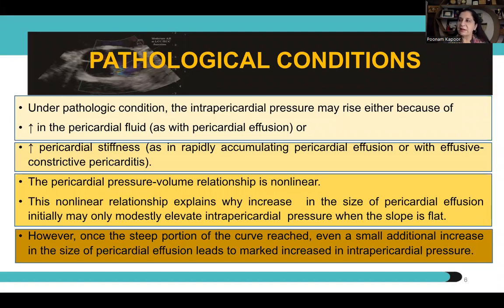And this relationship between pressure changes with volume changes is non-linear. It's not linear. It has a flat part and then it suddenly rises. This nonlinear relationship means that whenever the size of the pericardial effusion initially increases, it only moderately increases the intrapericardial pressure. But after a while, when a chronic condition sets in, once the flat portion has become a part of the steep portion, there is a tremendous increase in pressure with the change in volume.